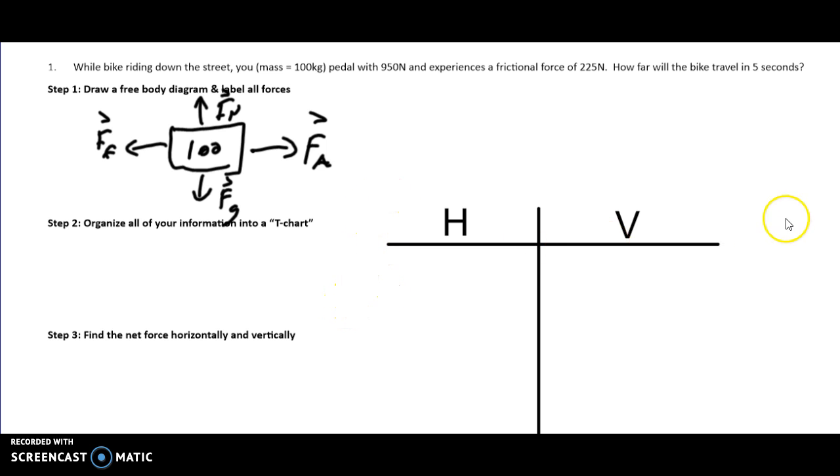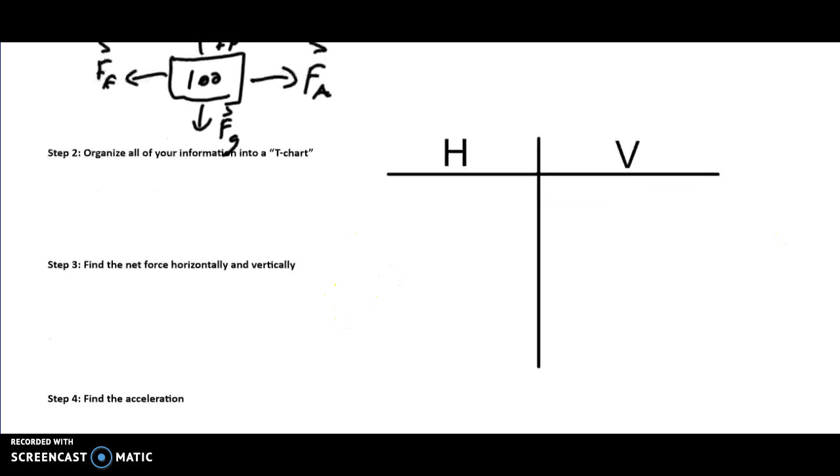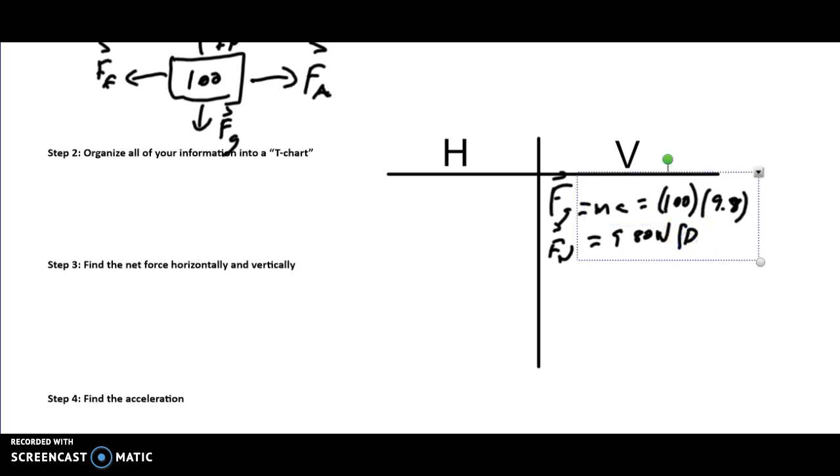Now we're going to put numbers on it, and we're going to put numbers on it here in this T-chart. Okay, so in the vertical, we've got our force gravity, and we've got our force normal. Now with force gravity, we know according to Newton's second law that force is equal to mass times acceleration. So this becomes ma. Now we know the mass is 100 kilograms, and we know acceleration due to gravity is 9.8. Therefore, our answer here is 980 newtons. And what direction is that going to be? That's going to be down.